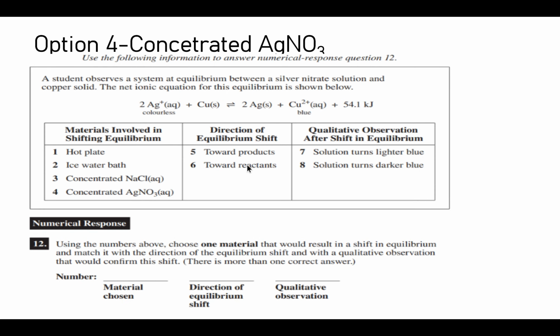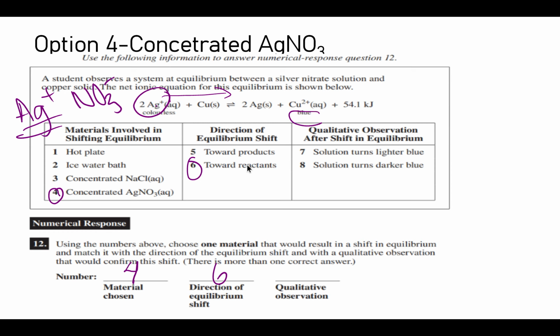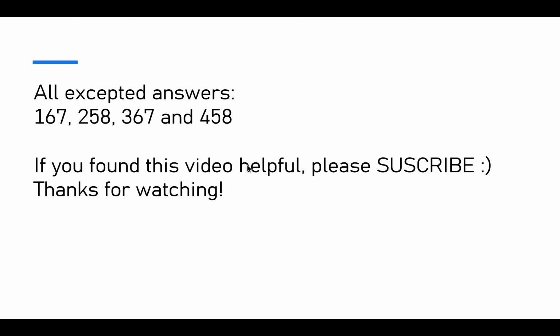So our last option was option 4. And if I'm adding Ag positive and NO3 negative, that shows I'm directly adding in the ion Ag positive. So if I add this in, I shift away. So this was number 4, shift towards the products. And if I'm shifting towards the products, I will become a bluer color. So here were the answers that we just went over. Those would have been the acceptable answers.